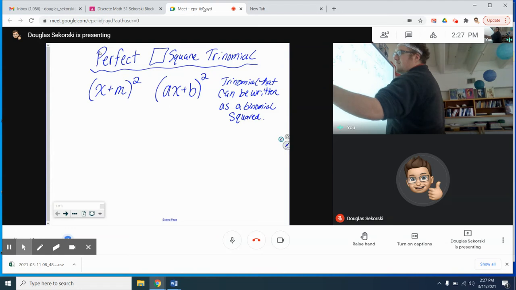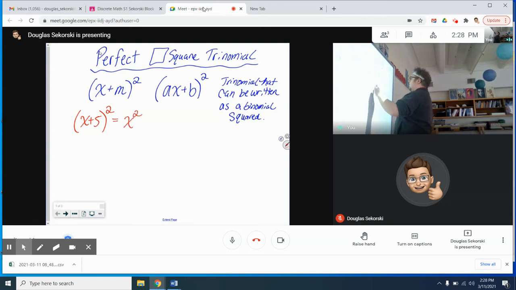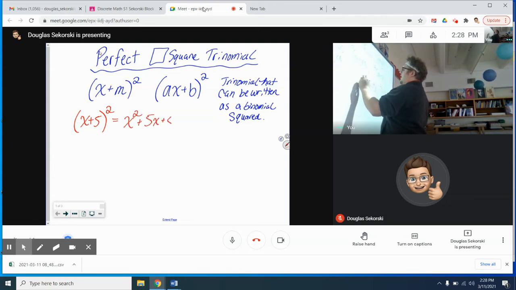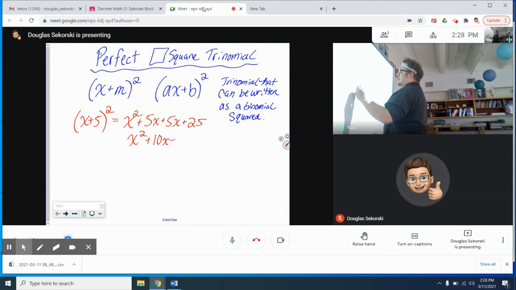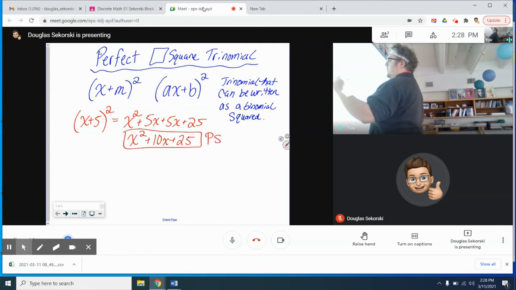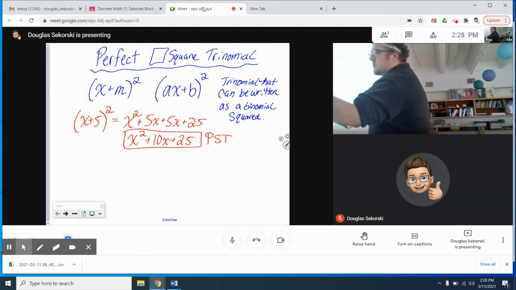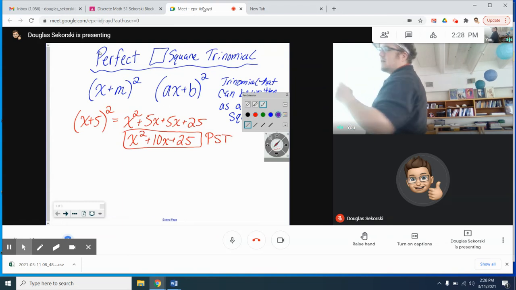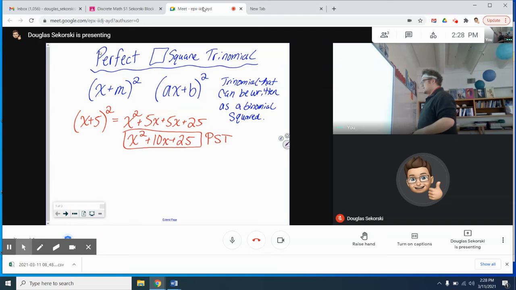So slightly different, let's get a different color here. If I gave you x plus 5 and I said to square that, you would give me x squared plus 5x plus 5x, and then you give me plus 25. So we would say that x squared plus 10x plus 25, that right there is a perfect square trinomial. Because if I look inside, there's some special stuff going on. I know that there's not a super ton of space in your packet for this, but I'd say just find a little spot for this.